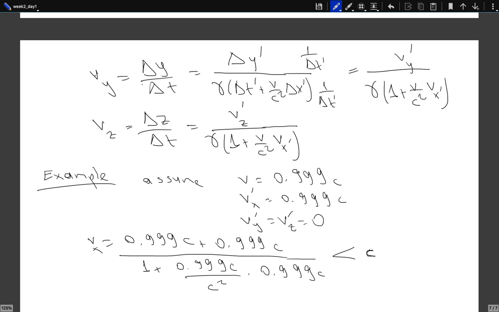Now, I am the observer. I am looking at the other reference frame, and that reference frame is moving with the speed 0.999 c. And that observer sees the object moving with a speed 0.999 c even in that direction.